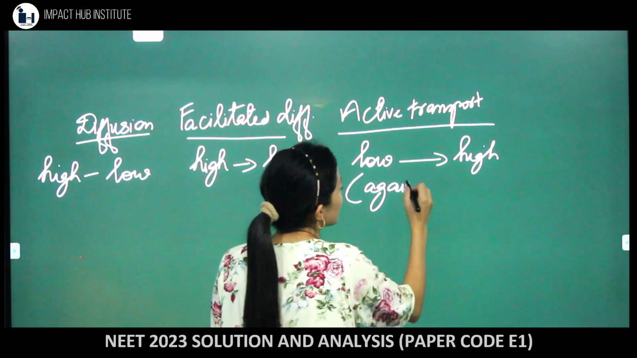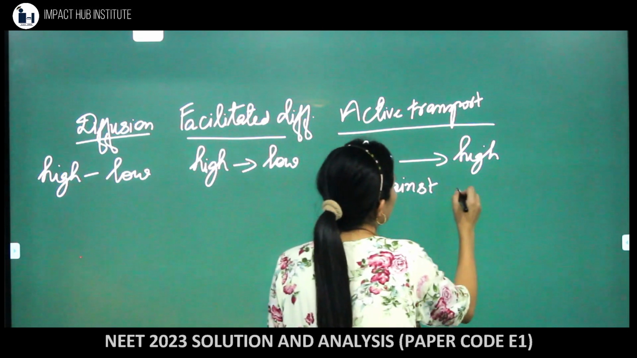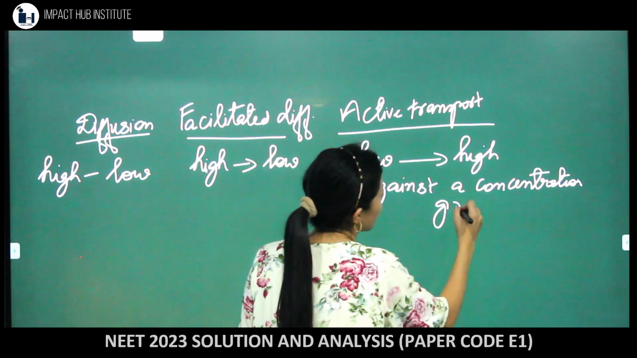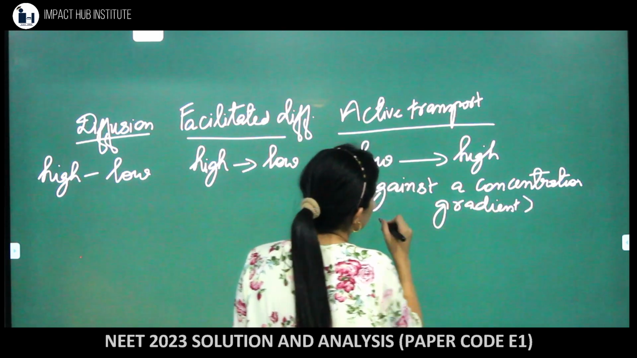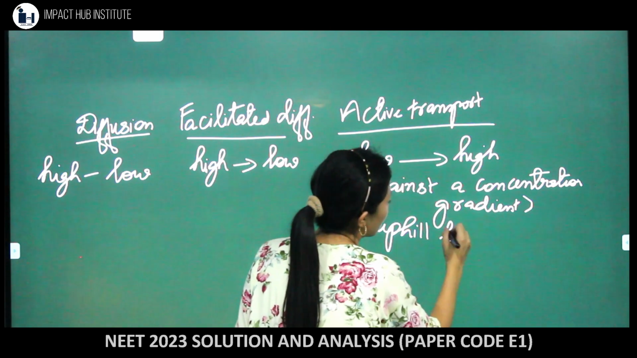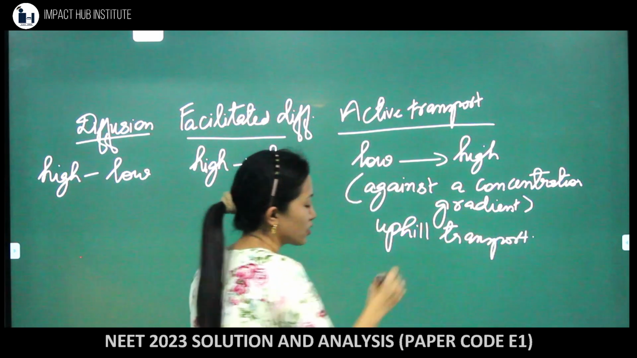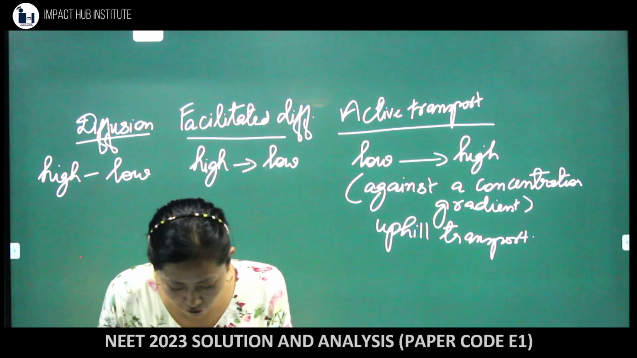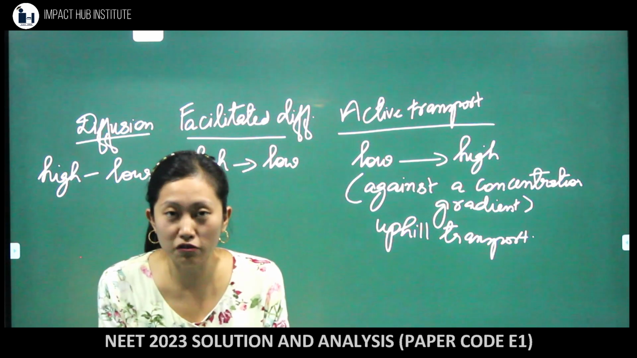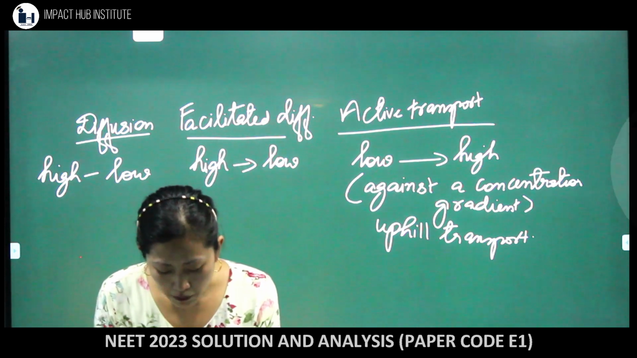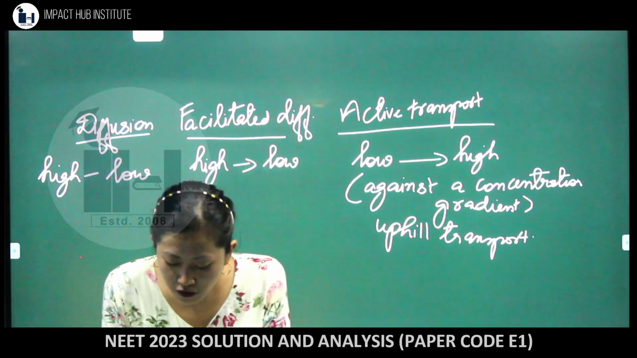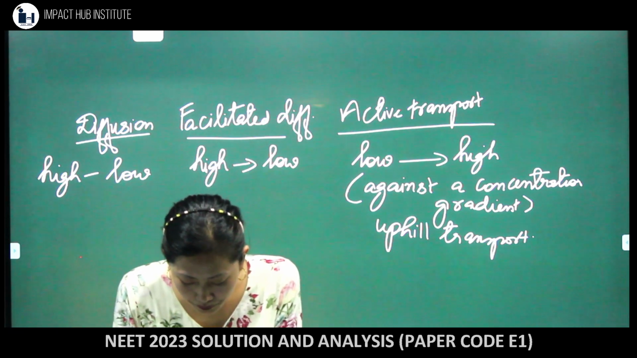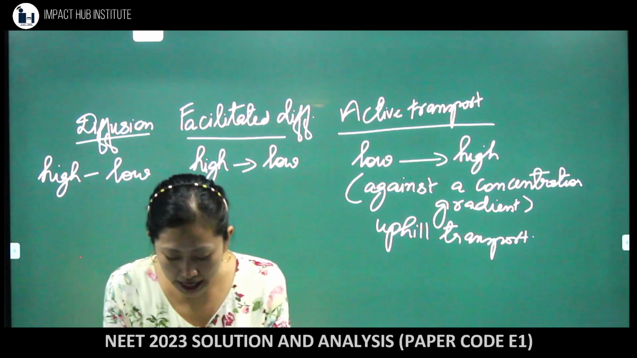So here we say that the movement of molecules occurs against a concentration gradient, which we also call uphill transport. Hence, the correct answer will be number 4, that is active transport. So for question number 103, the correct answer is option 4, that is active transport. Coming to question number 104. Large, colorful, fragrant flowers with nectar are seen in, the correct answer is option 1, that is insect-pollinated plants.